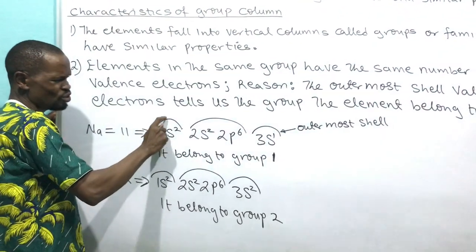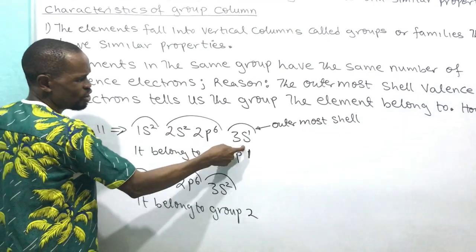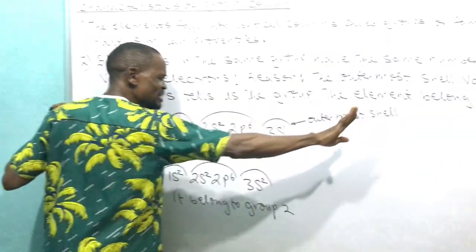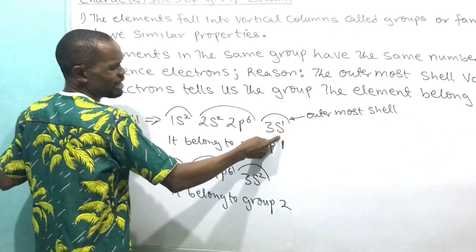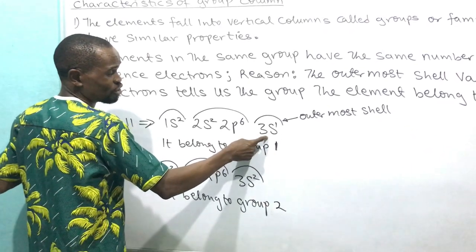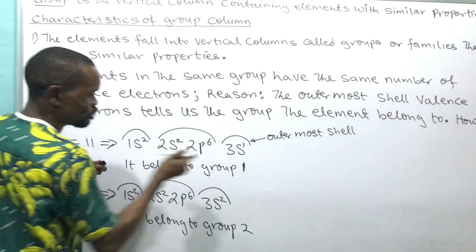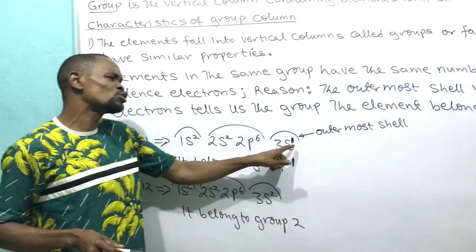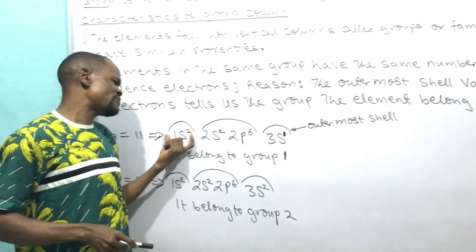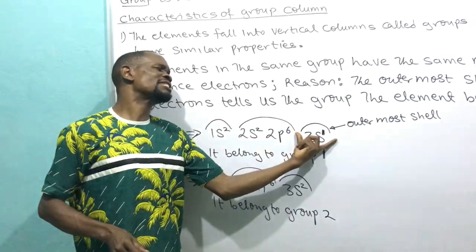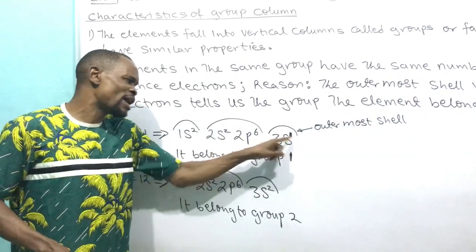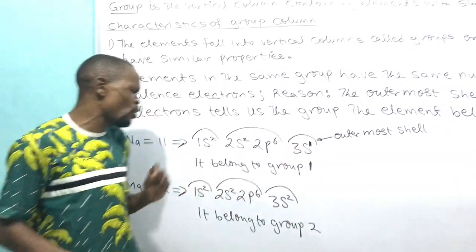Then let's look at sodium. Look at this first period, second period. Look at the last period, which is my outermost shell. My outermost shell is the last period here. How many electrons does it contain? It contains one electron. And it means that it belongs to group 1. This is my first period, second period. My last period, which is my outermost shell electron, contains one electron. It belongs to group 1.